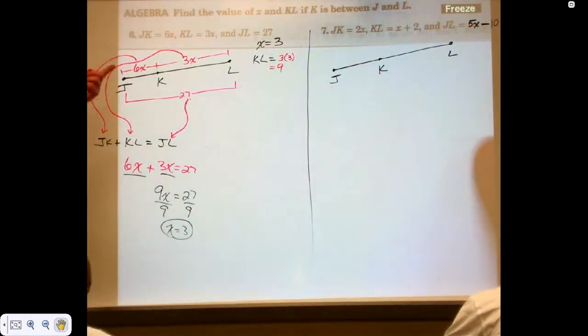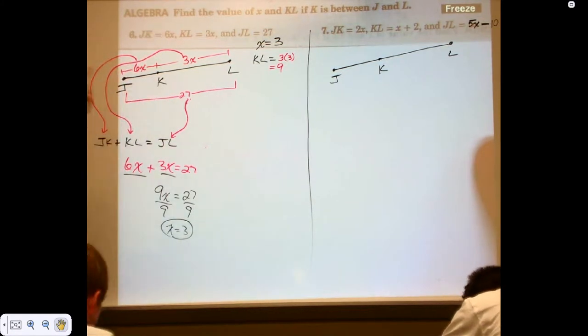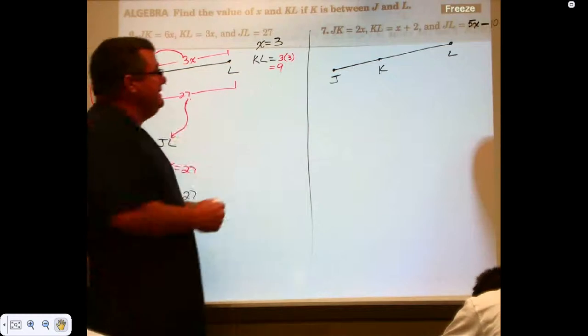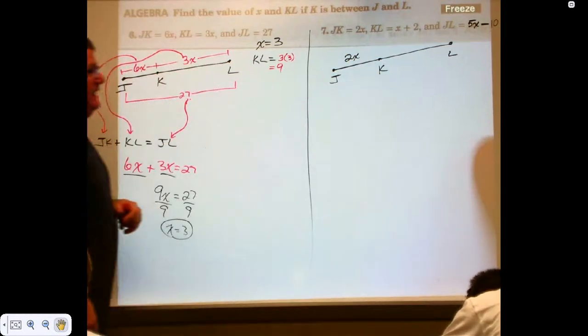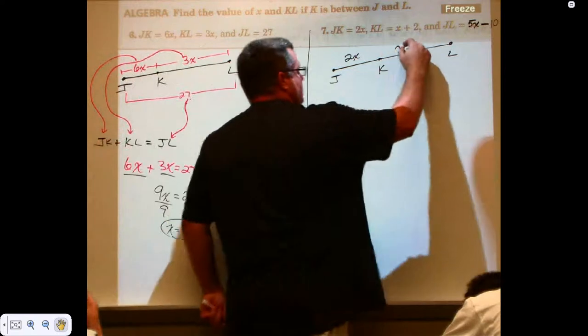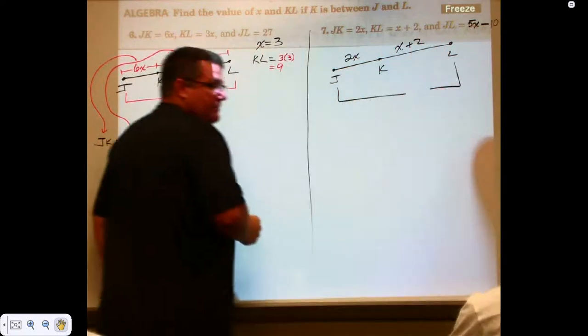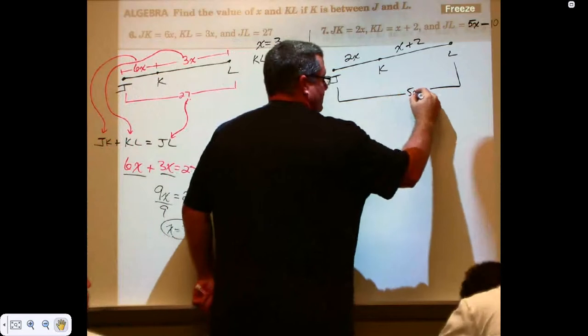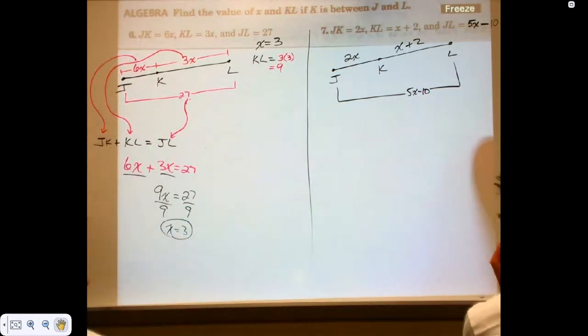They gave me different values for each, didn't they? But is the concept the same? Do the two smaller parts added together equal the whole thing? What is J to K in this case? What is K to L in this case? What is J to L in this case? 5. Write this down when we're done. Watch. Stop writing. See what I mean? That's easy, isn't it? So what's my equation?